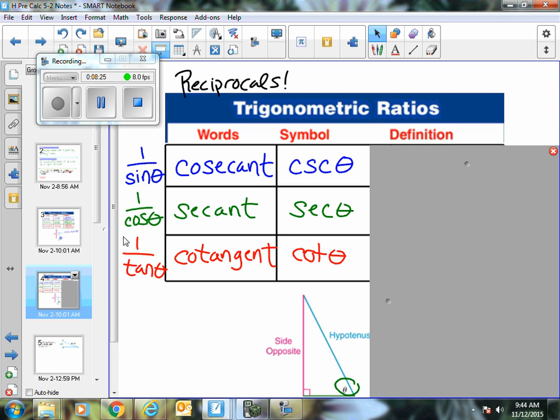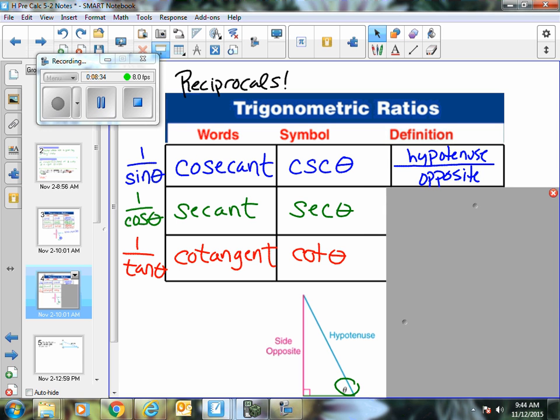How do you get their definition? Well, just take the ratios you had from the original and just flip them. So sine was opposite over hypotenuse. So that means this one's going to be hypotenuse over opposite.